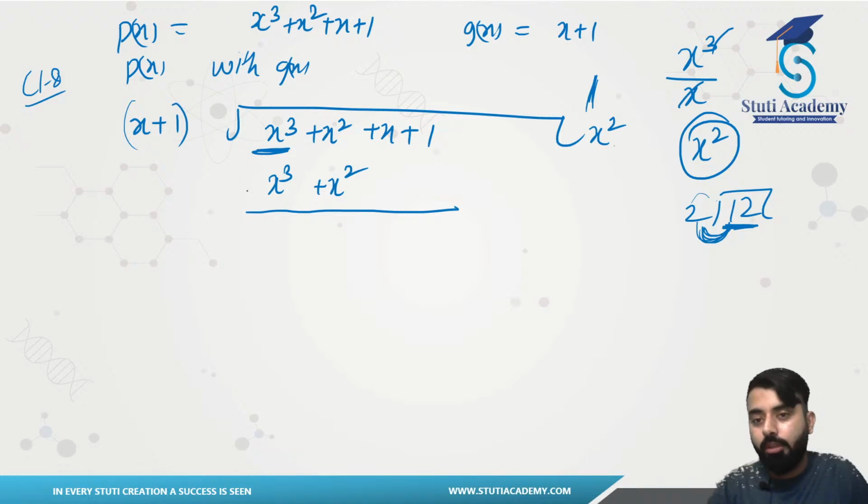What will I be doing? Observing their signs here. It is positive, so its opposite sign will be negative. These signs will be removed. Then what do I have to do? I have to just normally add or subtract them.